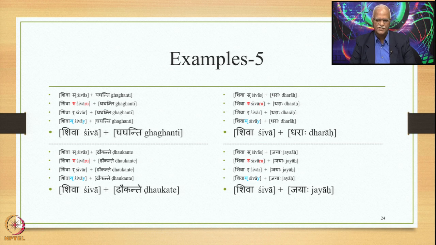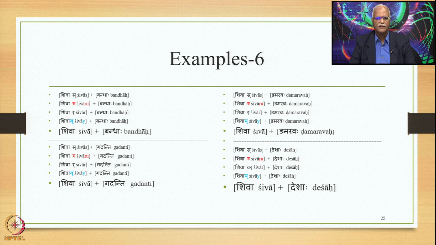Then we have Shivas plus Jayaha. The same process happens, and finally we get Shiva plus Jayaha as the finally derived output. These are all the hash, and there are the last four over here. Shivas plus Bandhaha, same process happens, and the final output generated is Shiva Bandhaha. Shivas plus Gadanti is the next example, where sa is followed by ga, that is hash, and so we get the same process applied, and the finally derived form is Shiva Gadanti.